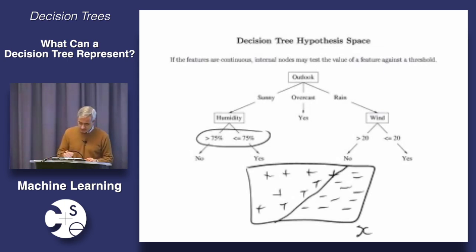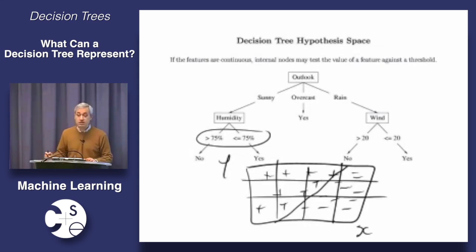Let's say this is x and this is y. All I'm allowing myself is tests of the form x greater than something and y greater than something. X greater than something are splits like this, y greater than something are splits like this. So you can only form axis parallel frontiers. So you can't learn this.